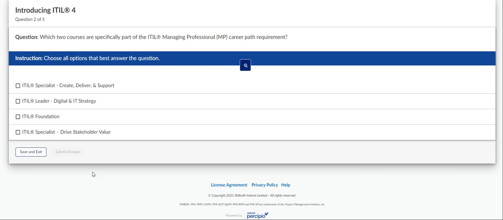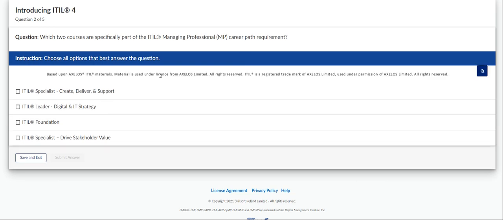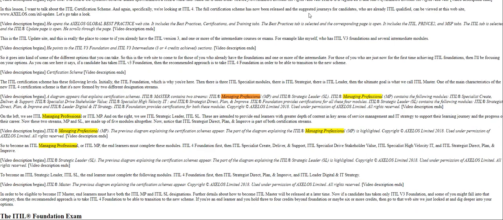Yep, we got it right. Moving on to the next. Which two courses are specifically part of the ITIL Managing Professional Career Path requirement? Okay, this is going to be hard for me. I do have here something on the left, ITIL Management Professional. Hold on here. I have to really search for it though.